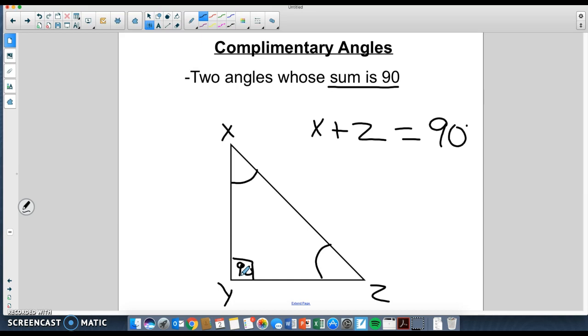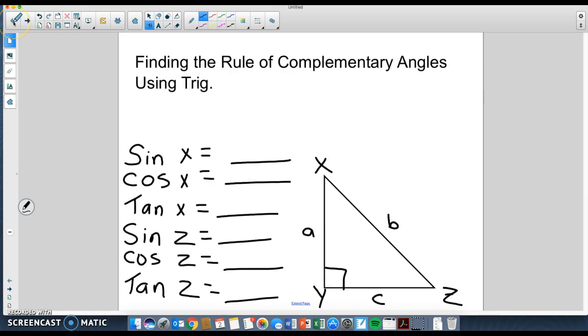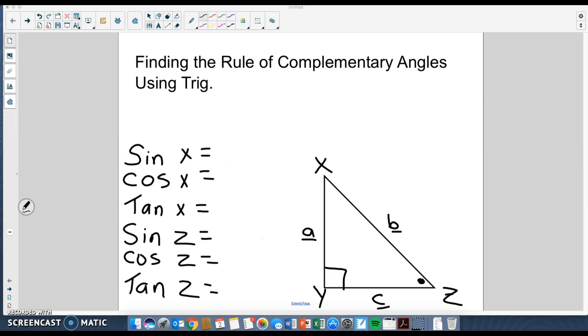Now, using our understanding of right triangles and this complementary angle theorem, what we're going to have to do is use our trigonometric functions to find sine, cosine, and tangent given those angles. Now, the side lengths are going to be represented by letters A, B, and C. Each fraction that you write for sine, cosine, and tangent should be using those three letters. Now, at this time, take a moment, hit pause, and find the sine, cosine, and tangent of both x and z. All right, continuing, we're going to find the rule of complementary angles using our trigonometric functions.